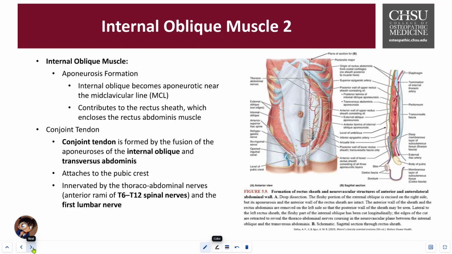The muscle is innervated by the thoracoabdominal nerves T6 to T12 of the anterior rami, and also the first lumbar nerve. This then ensures the motor control for core stability and also movement.